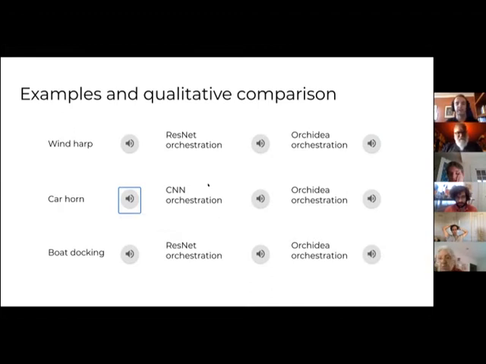And here's the CNN orchestration of that. And it's not exactly the same. You have this very shrill inharmonic sound in these very high notes that isn't exactly the same as in the target.